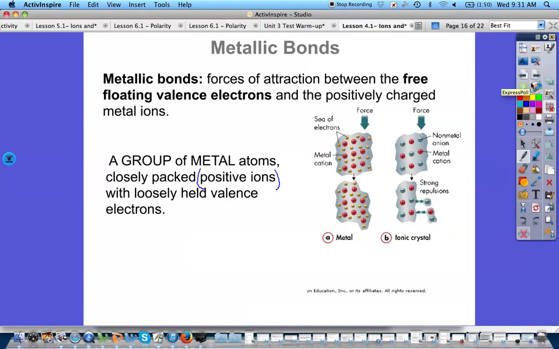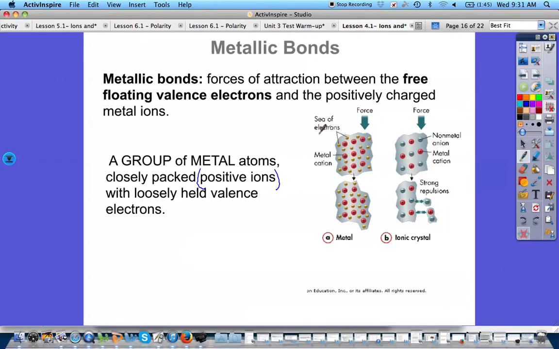Metallic bonds, that's our third type of bond. Metallic bonds are forces of attraction between free-floating valence electrons and positively charged metal ions. Metallic bonds occur when you have a group of metal atoms closely packed together. They form positive ions, and then their electrons are loosely held, and it's kind of like a sea of electrons, or I like to think about it like the jelly that holds those metal cations together.